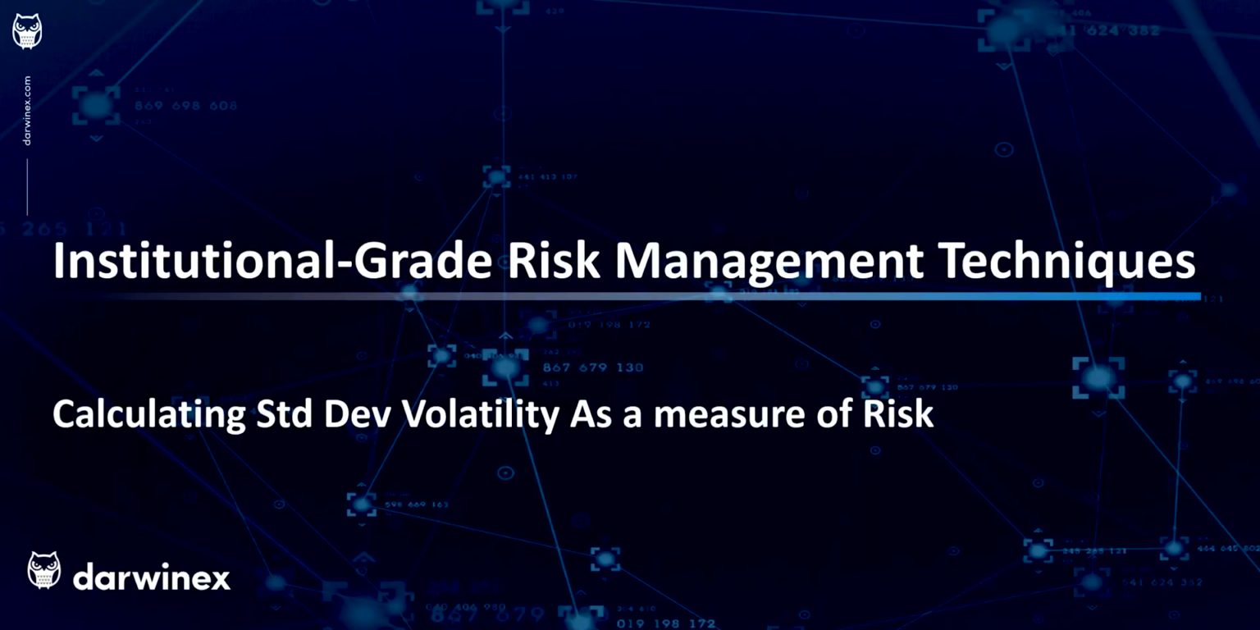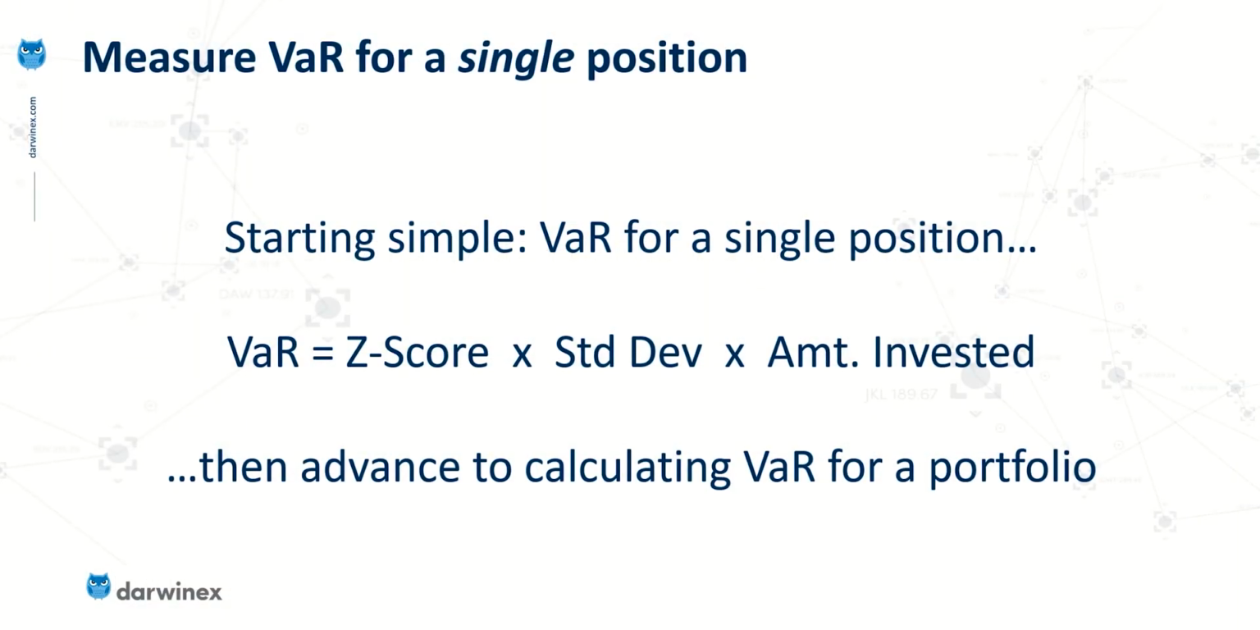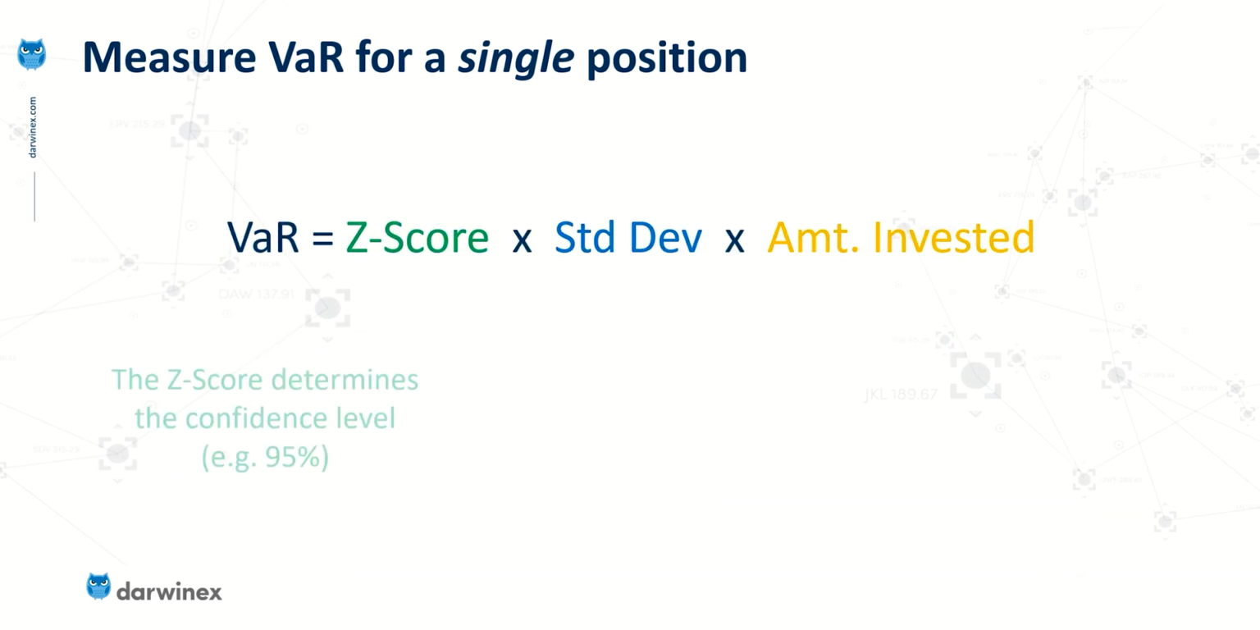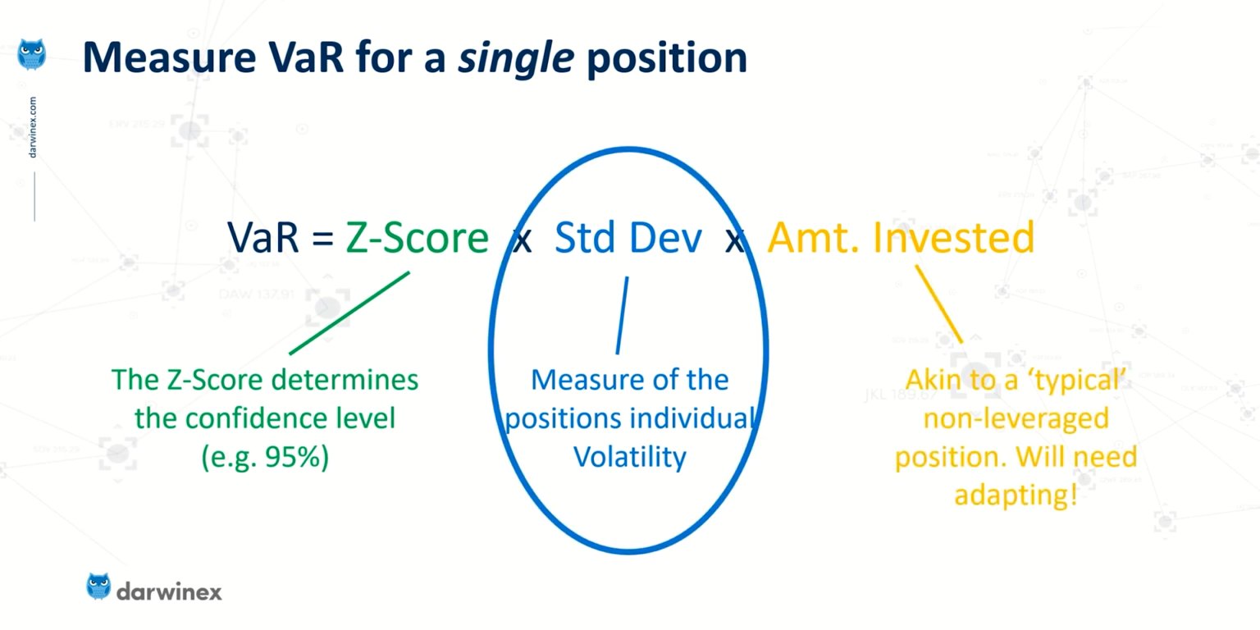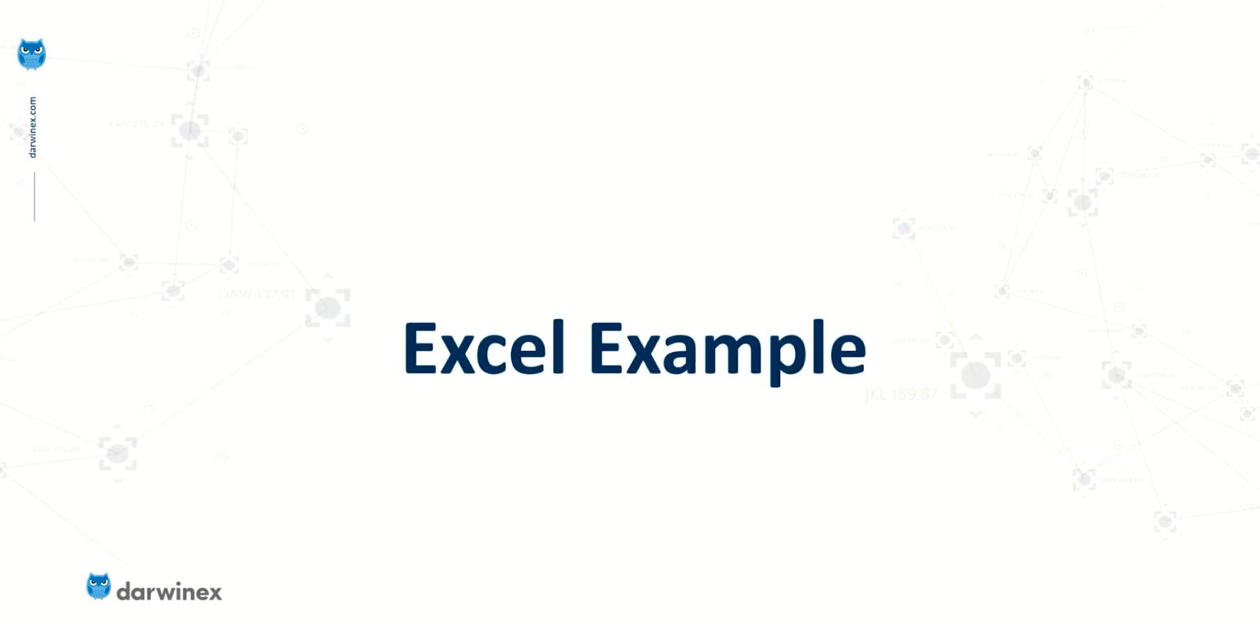So, as I said, before we get into the slightly more complicated version of the value at risk calculation for a portfolio, we first need to be able to do this for one single position. And this was the formula that we used to do that. So here we have the Z score, the standard deviation, and the amount invested. But in this episode, I'm going to concentrate on the calculation of the standard deviation, or effectively the volatility of the asset. So let's get straight into this with an example in Excel.